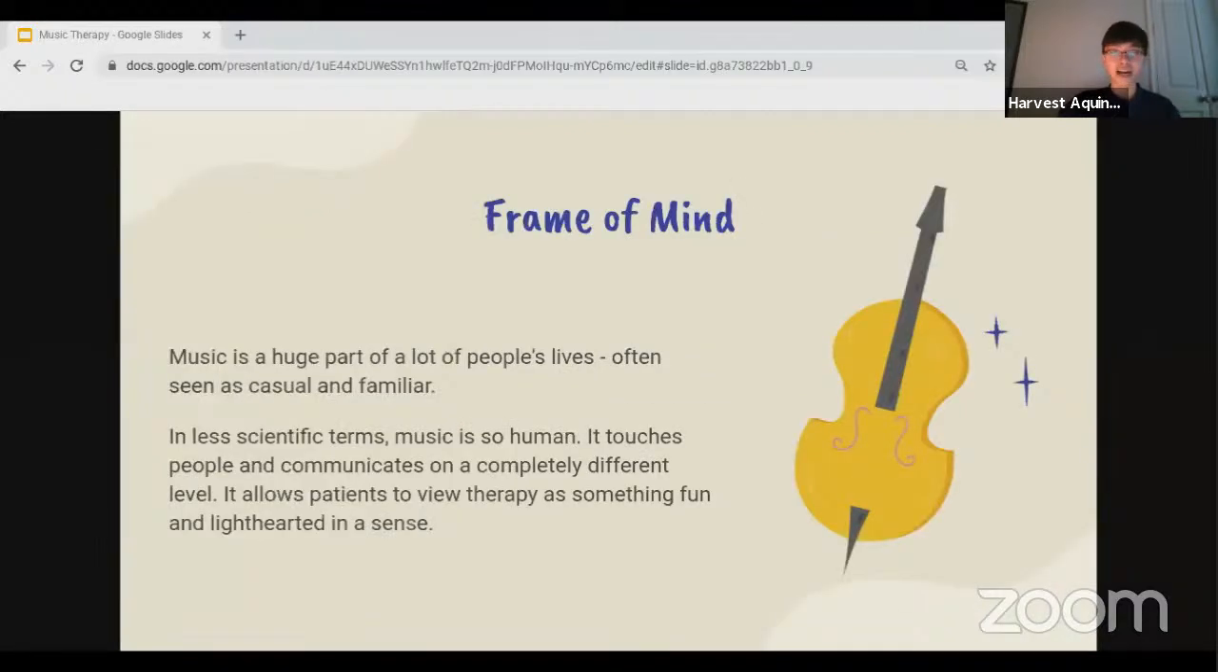Also, the frame of mind during music therapy sessions. Music is such a huge part of a lot of people's lives. And if you're anything like me, you listen to music every day in some sort of capacity. Therefore, in treatment, it's often seen as casual and familiar. Compared to physical therapy, which can be quite exhaustive at times, music is just one of those things that is, in less scientific terms, just very human. It touches people and communicates on a completely different level. And it allows patients to view therapy as something fun and not something super medical.